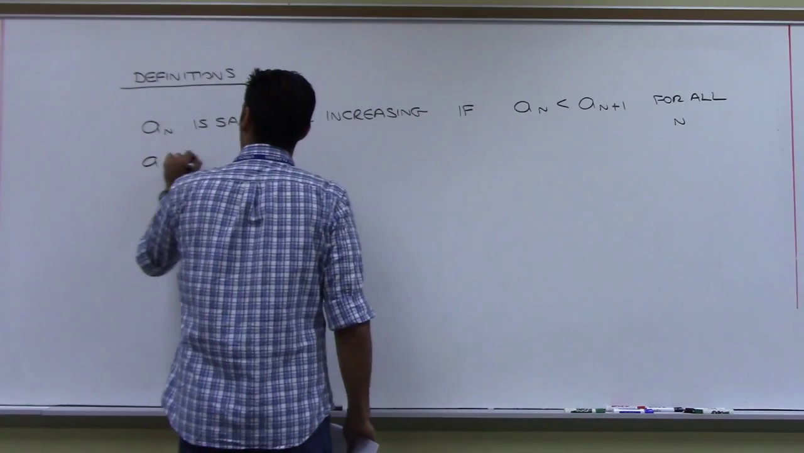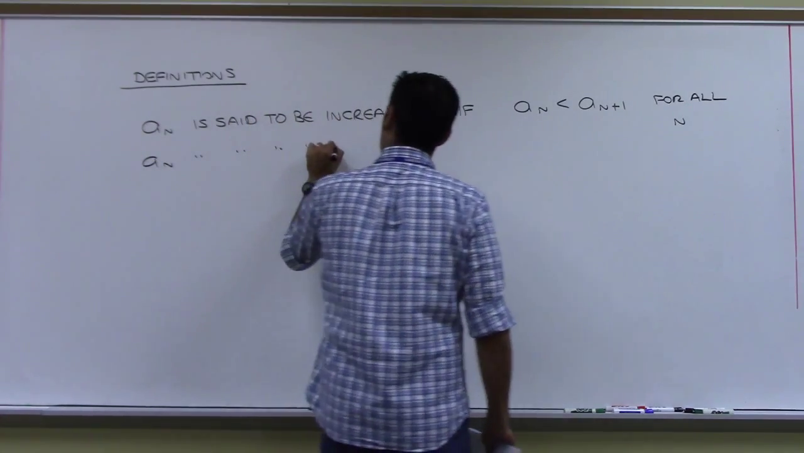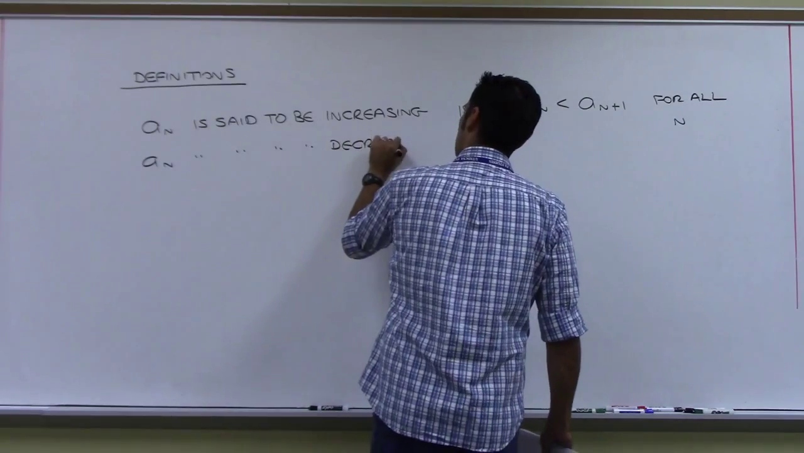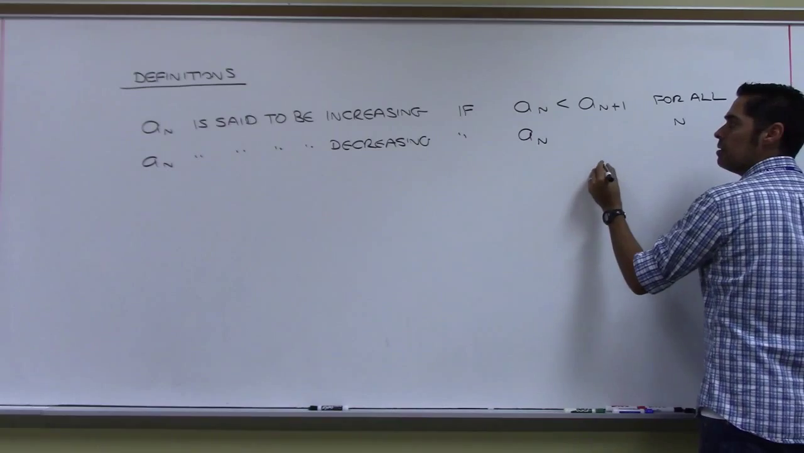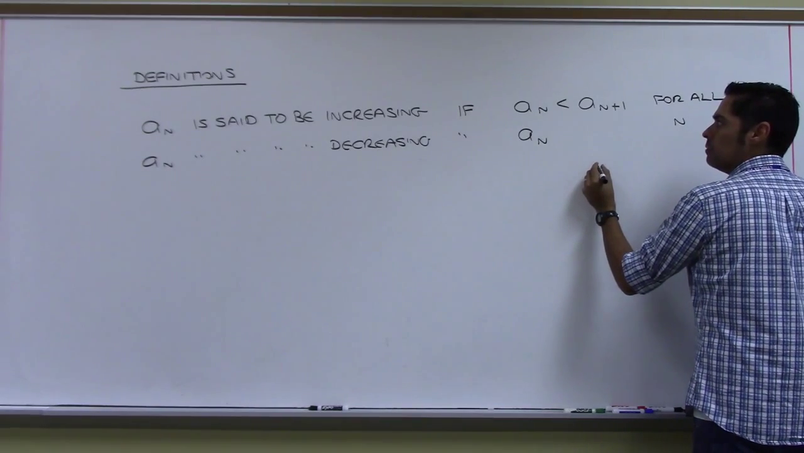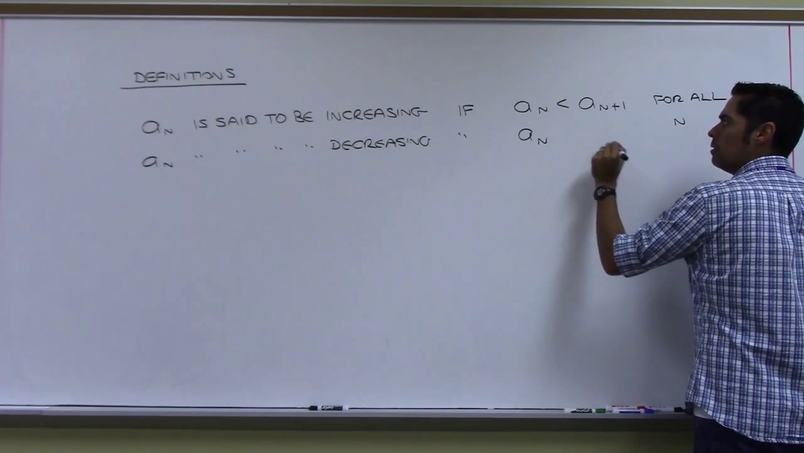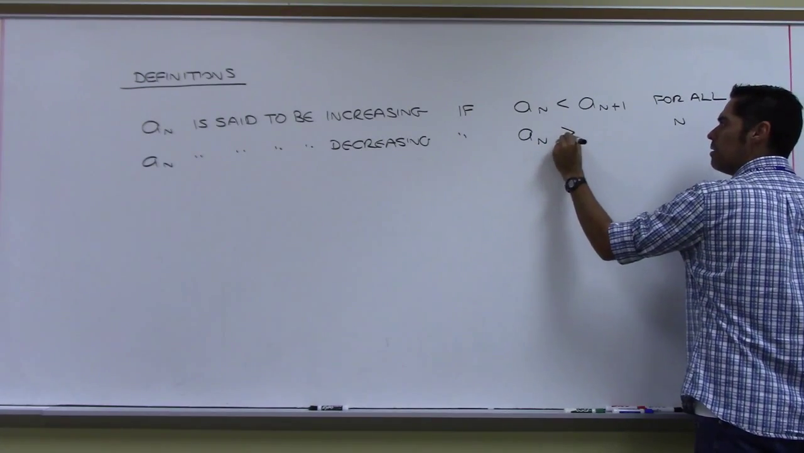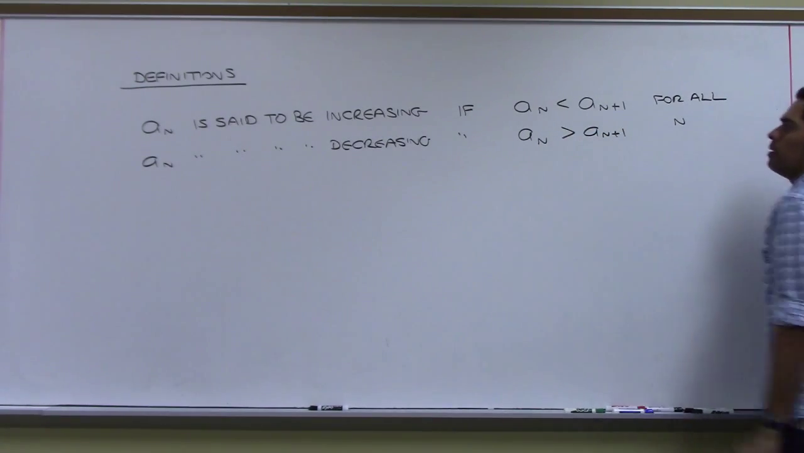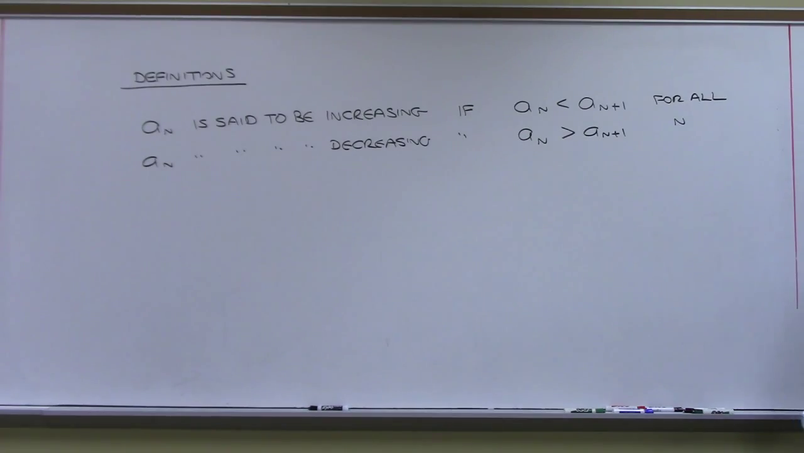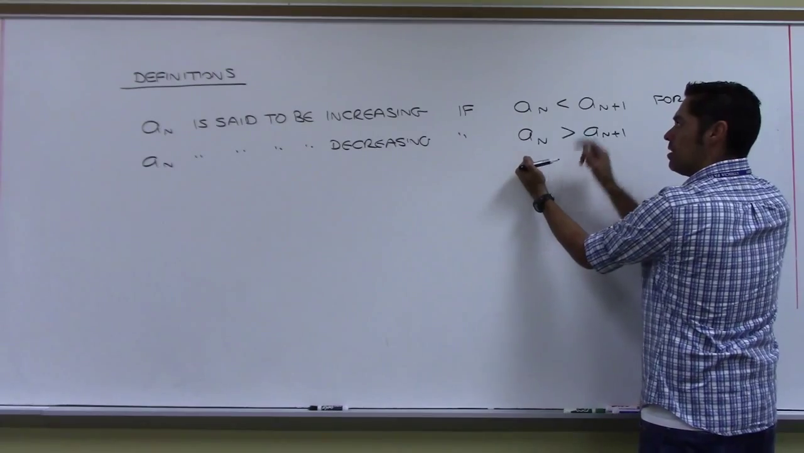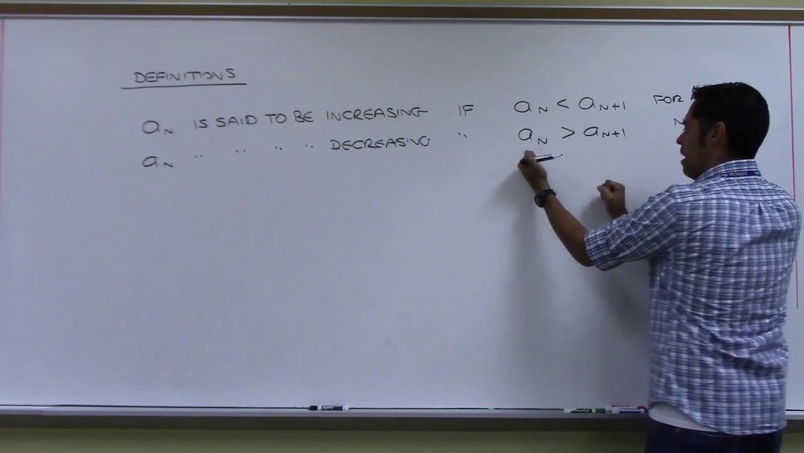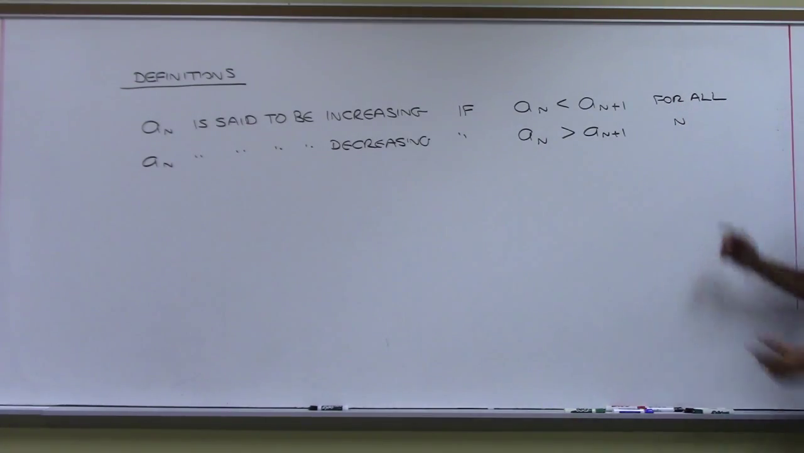A sub n is said to be decreasing if a sub n is greater than a sub n plus 1 for all n. So it's the opposite. You have a dot here, and this one has to be bigger than the next one. And that one has to be bigger than the next one, and the next one, and the next one. So that would be decreasing.